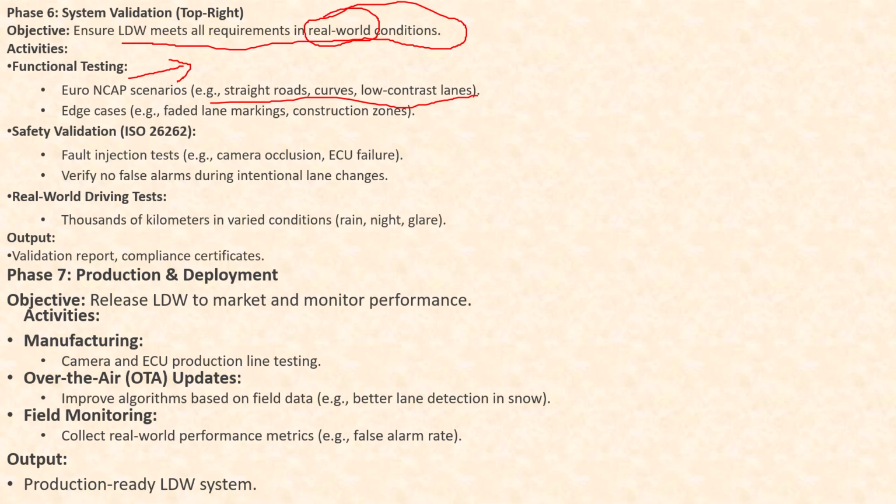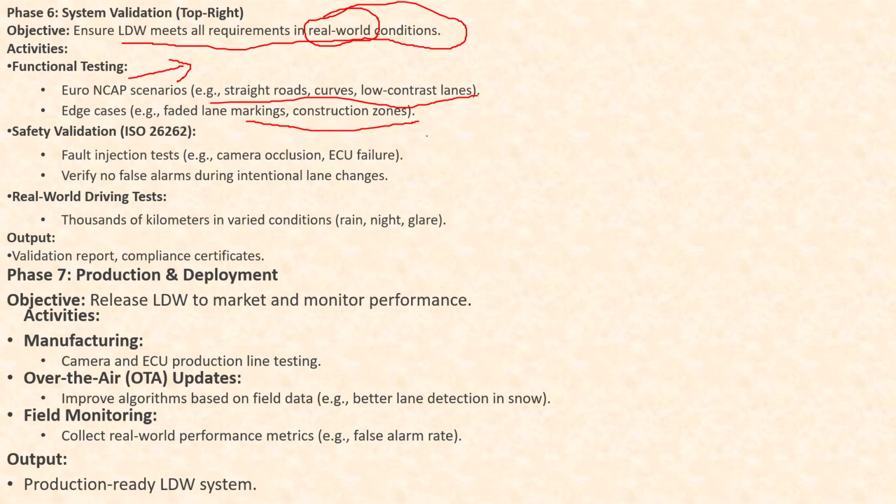What is this low contrast lane? This is where the actual accuracy of the camera comes into picture. How effectively can it derive the lane even when the lane is slightly faded? Okay, once the lane is painted on the road, over the period of time the lane may get slightly faded. Even if it is faded, the camera should be able to identify the lane. That is the actual NCAP requirement. Next are the edge cases, whether it is a faded lane marking or construction zones, all these things are tested as a part of the functional testing.